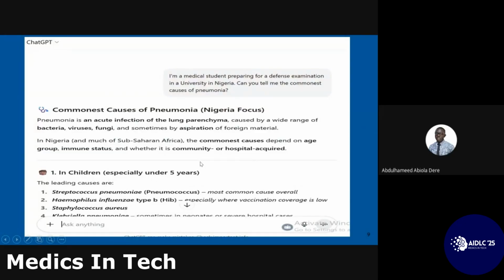So this is because we are engineering our prompts, we are getting different responses, and this is why everybody on this call has to understand why context really matters when it comes to healthcare.